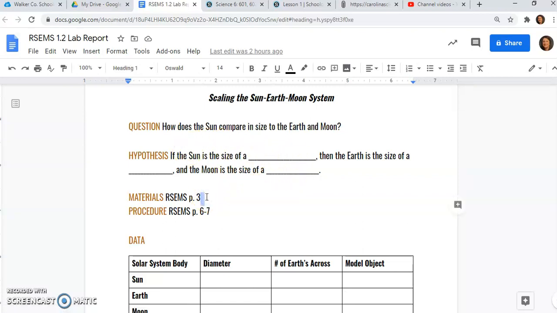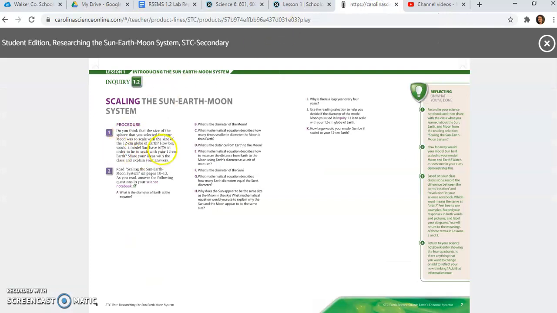Now, the materials for this lab are listed in your online book on page 3, and the procedures for this lab are listed on pages 6 and 7 in your online book. So let's just take a quick look at our procedures. If you were at school, we're going to be using a sphere that you would have selected for the Moon in class, and you would have been using a 12 centimeter globe of the Earth.